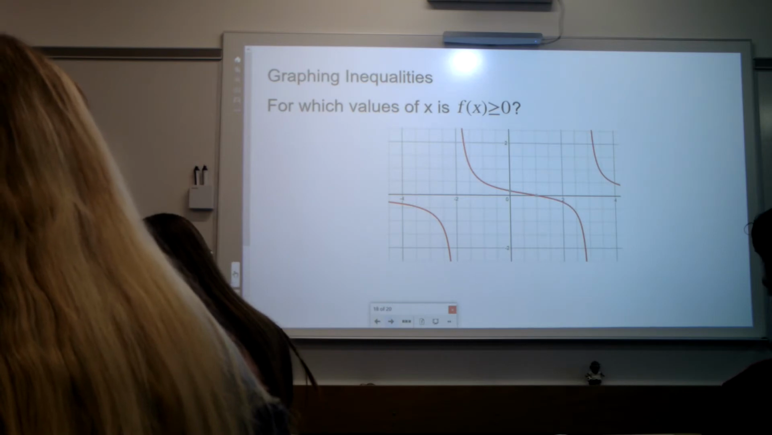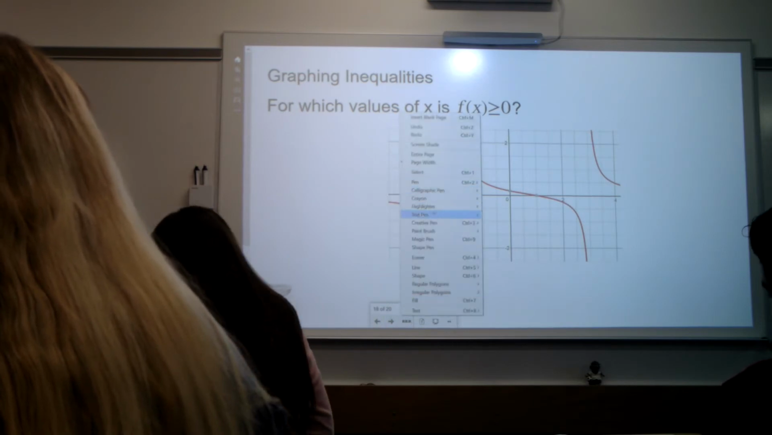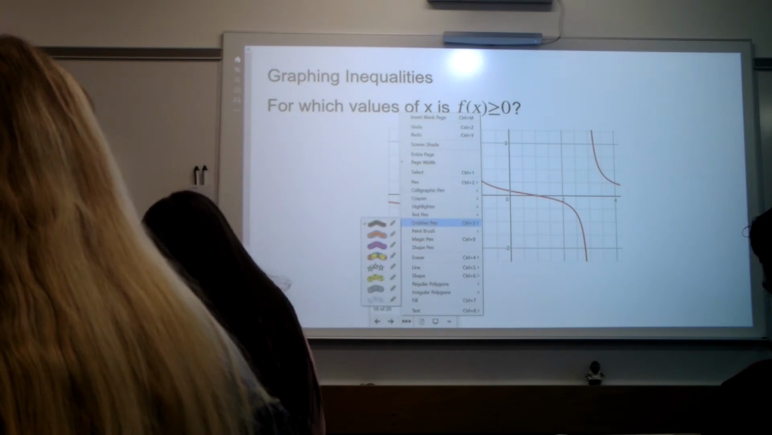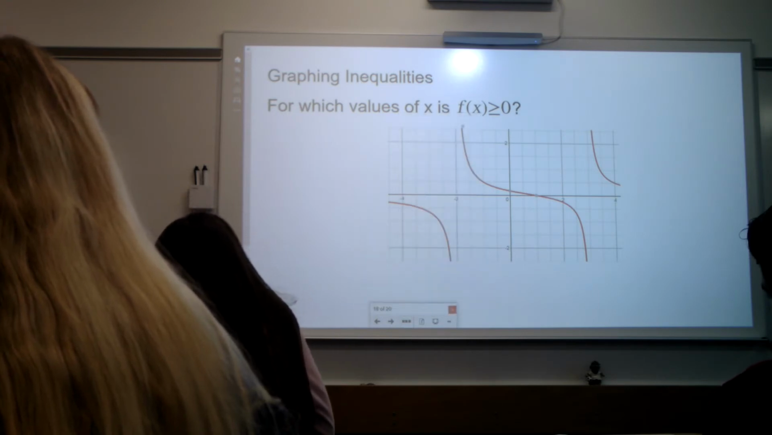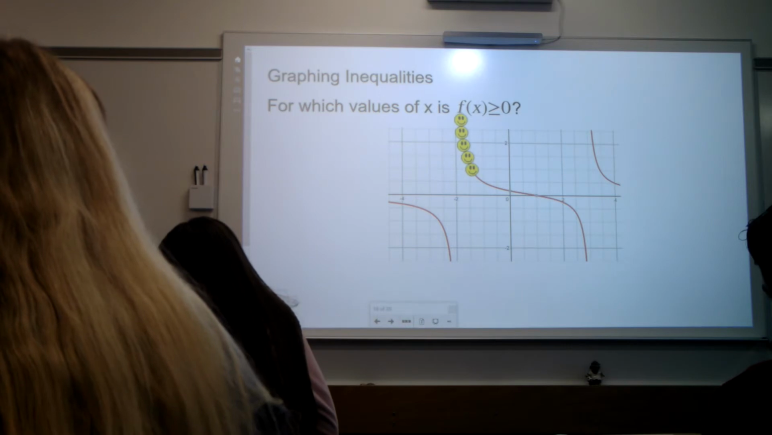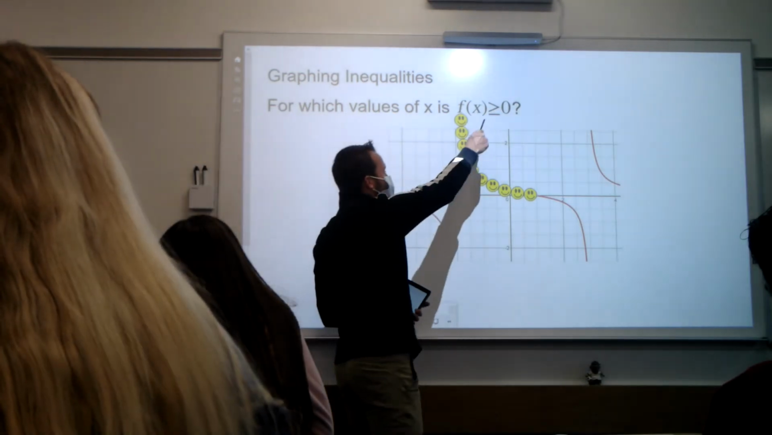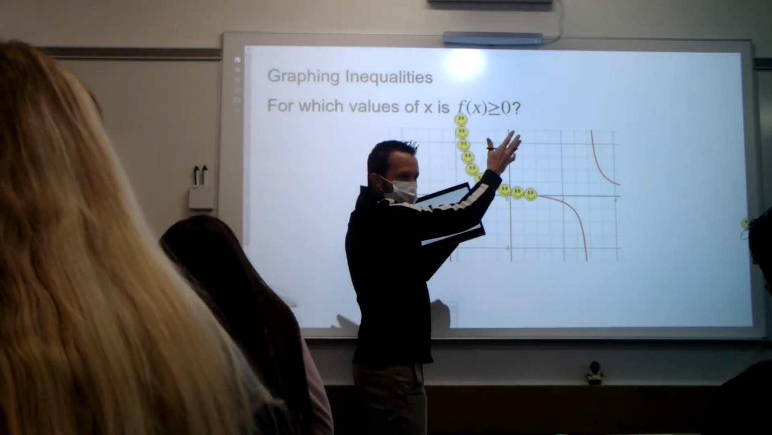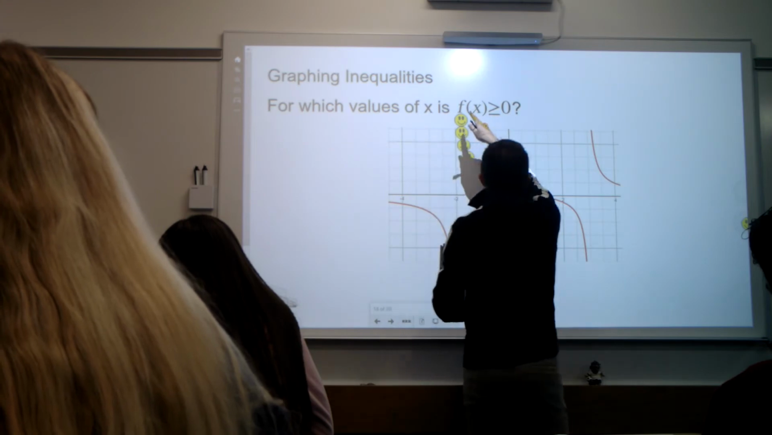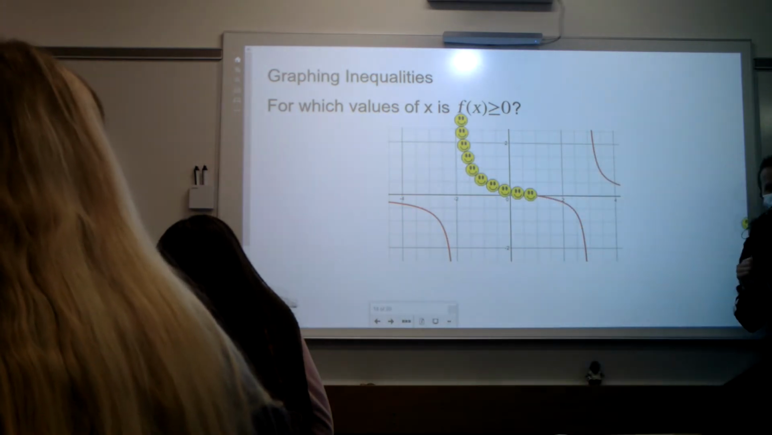Where is this graph greater than or equal to 0? Cool. We're going to get out our creative pen. I'm going to say, is this point greater than or equal to 0? All the way to there, right? Because another way of saying greater than or equal to 0 is that it's above the x-axis, that it's positive. Was it positive all the way to there?